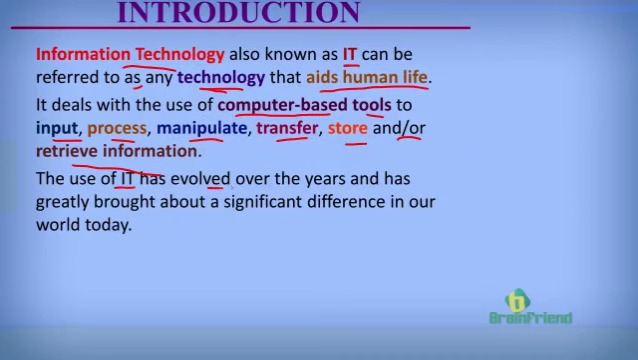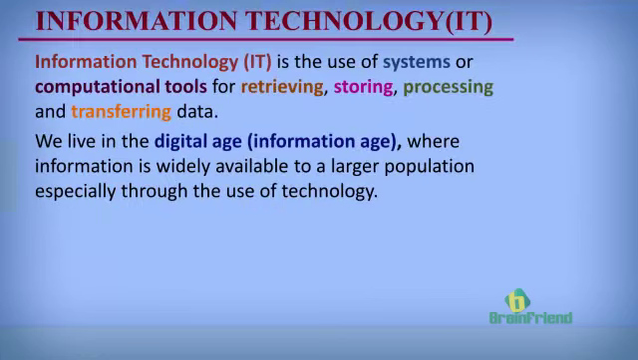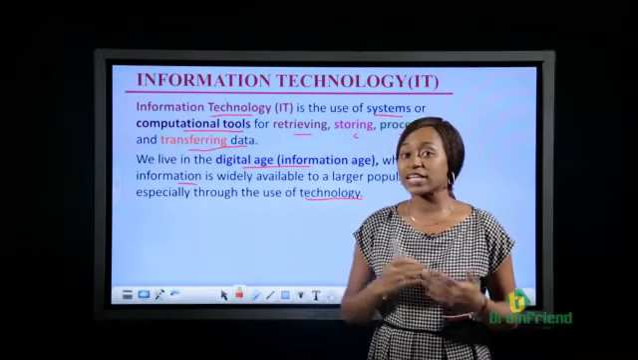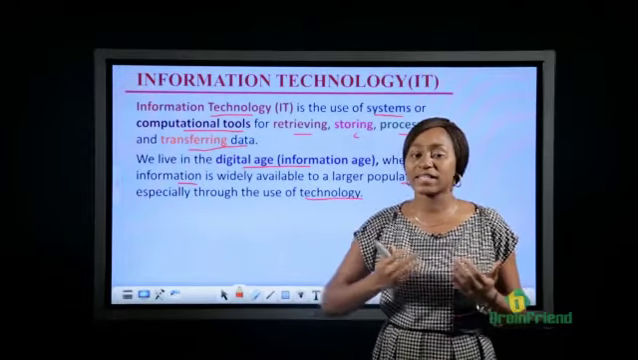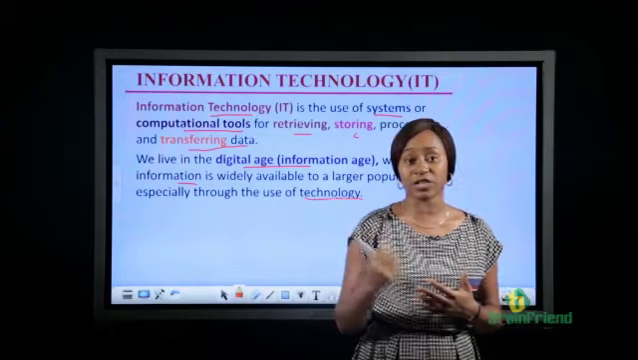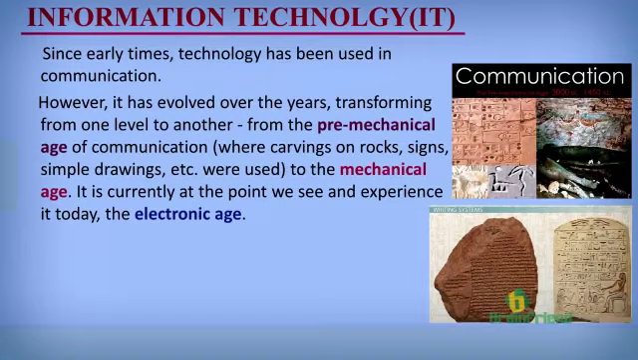The use of IT has evolved over the years and has greatly brought about a significant difference in our world today. As we earlier stated, information technology is the use of systems or computational tools for the retrieving, storing, processing, and transferring of data. We live in the digital age where information is widely available to a larger population, especially through the use of technology. In our world today, virtually everything we do is with the aid of technology. So we can say that we are in the digital age because information is no longer far-fetched, but right at our fingertips.